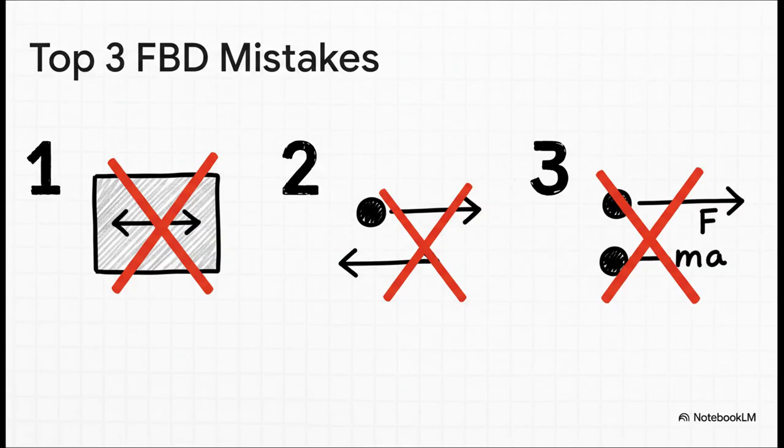Number 1, including internal forces. These are forces inside the object, like the molecules of the book holding each other together. We don't care about those. We only care about external pushes and pulls. Number 2, confusing action-reaction pairs. Remember Newton's third law? The book pushes on the table, the table pushes on the book. Those forces go on different diagrams. You never, ever put an action-reaction pair on the same FBD. And number 3, this is the big one, including MA as a force. We're about to dive into that one.